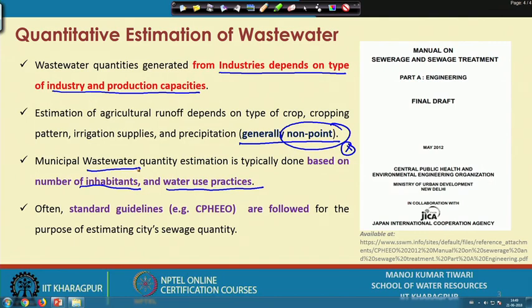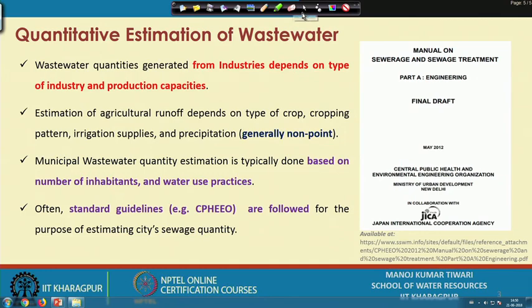Often there are standard guidelines, like the CPHEEO manual, which is the Central Public Health and Environmental Engineering Organization. This is one of the organizations which provides guidelines for the design of such facilities. If we follow their manual on sewerage and sewage treatment, they have given adequate details that can be followed for estimating the total sewage quantity coming out of a city. So, that is how these estimates can be made.